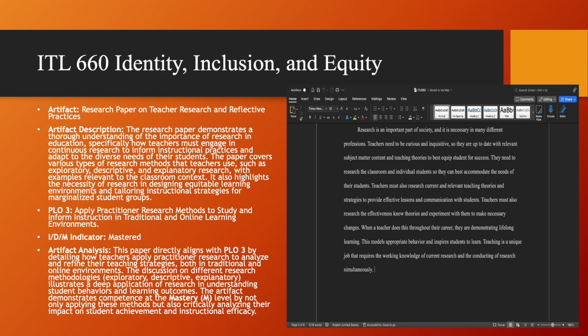My analysis is that this paper directly aligns with PLO 3 by detailing how teachers apply practitioner research to analyze and refine their teaching strategies, both in traditional and online environments. The discussion on different research methods, exploratory, descriptive, and explanatory, illustrates a deep application of research in understanding students' behaviors and learning outcomes. The artifact demonstrates competence at the mastery level by not only applying these methods, but also critically analyzing their impact on student achievement and instructional efficacy.